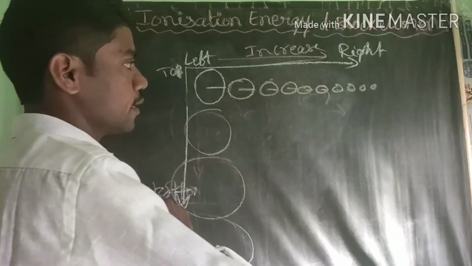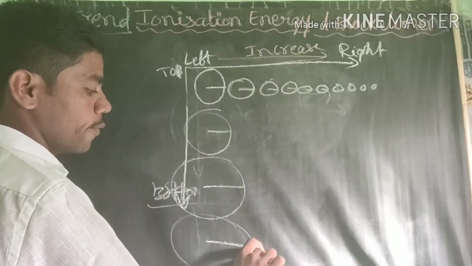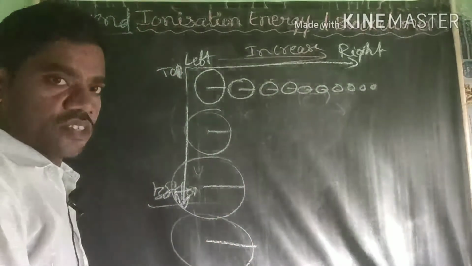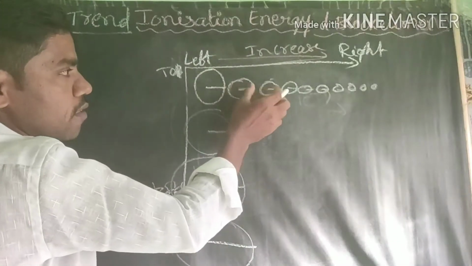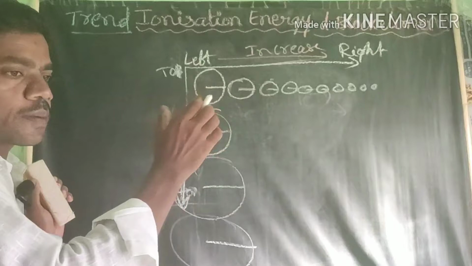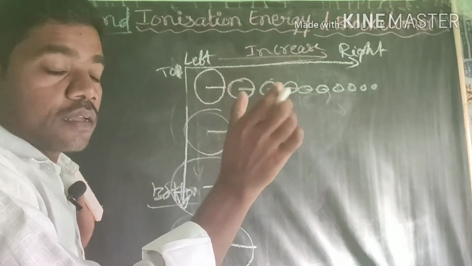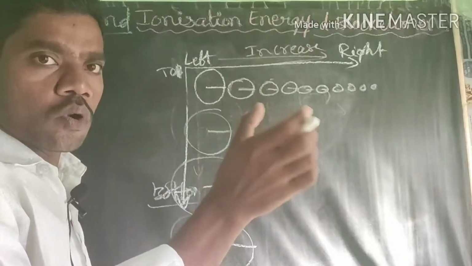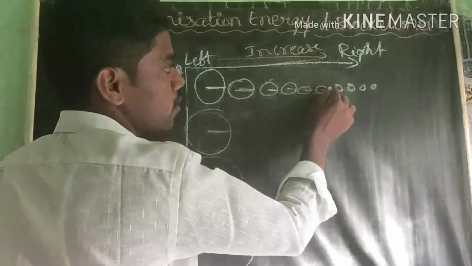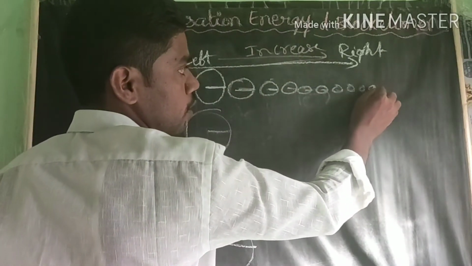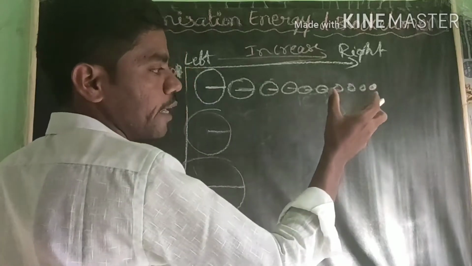Here electrons are there, and here also the valence electrons are there in the outermost shell. Here, as the size of the atom increases, the force of attraction between the electrons and protons is less. There will be more electrostatic force of attraction compared to this. Here the atom is very small. The electron and proton are very near.